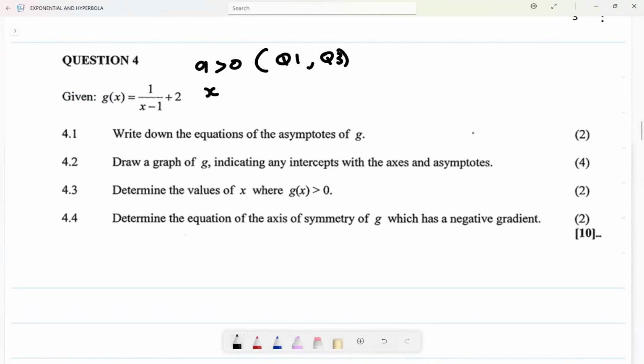And then I have the asymptote at x is equal to 1, as well as y is equal to 2. And then I'm done.